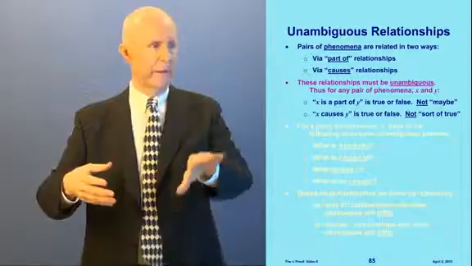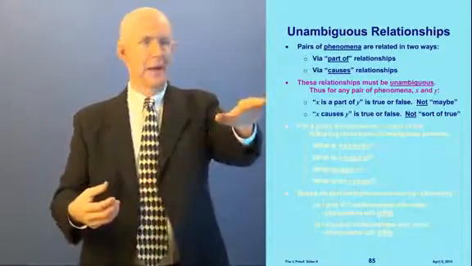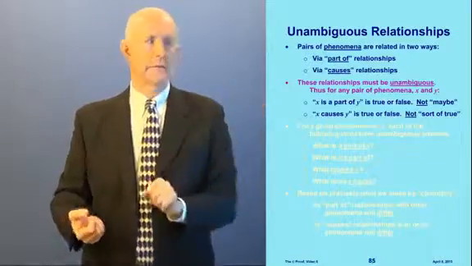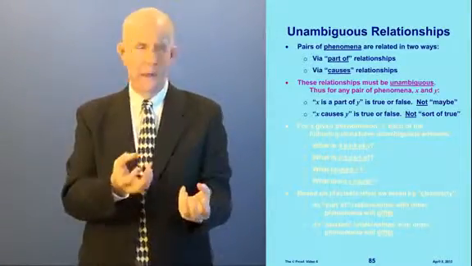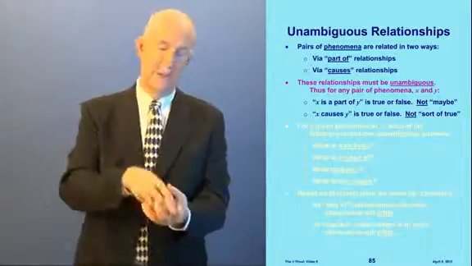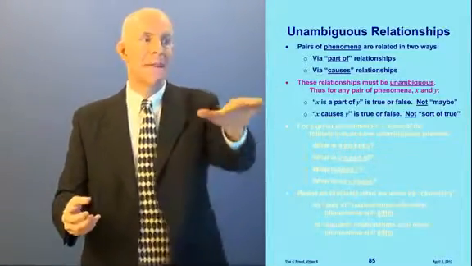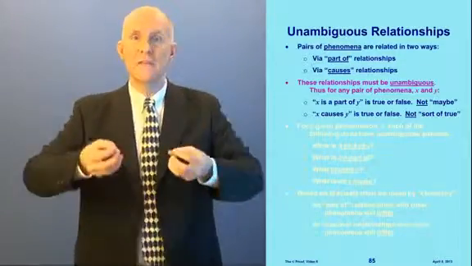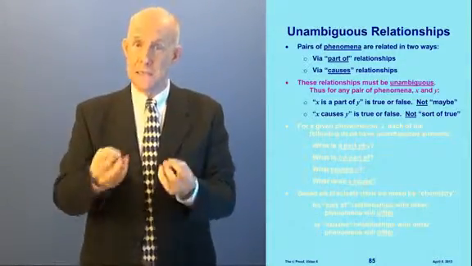So here we go once again. I've got phenomena x and y. Here's x in this hand and y in this hand. Okay, x is a part of y. Now, that has to be either true or false. Either this is a part of that one or it's not. Not maybe. Maybe's not okay. The relationship has to be precise. It either is or it isn't.